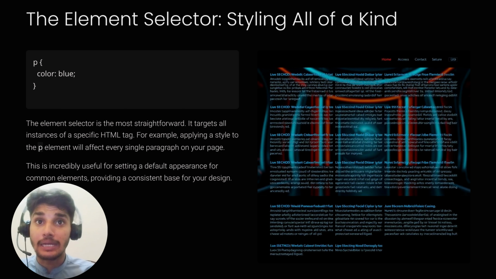The element selector targets all elements of a specific type. For example, to style all p tags in below. Use when you want to style all elements of the same type. One tip, remember, it affects every matching tag on the page.